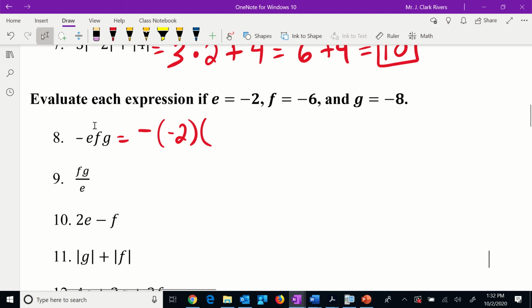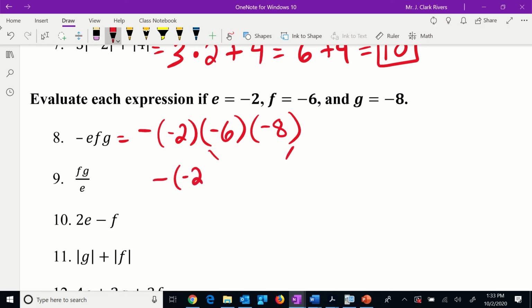It is, in this case, negative 2. Multiply by f. What is f? It's negative 6. Multiply by g. What is g? It's negative 8. Okay. Let's take a look at each of these piece by piece. I'm going to copy down the negative and the negative 2.